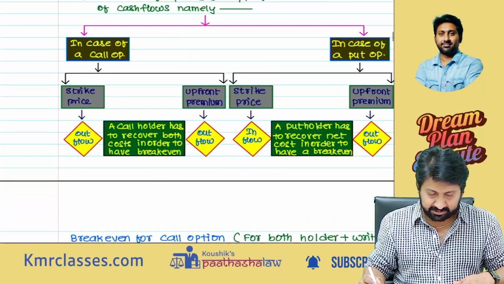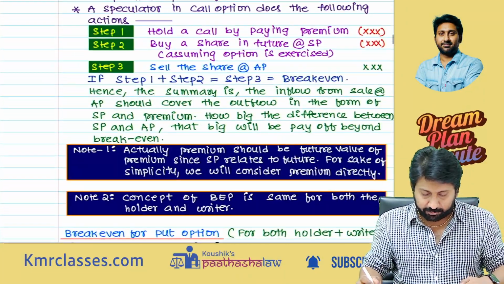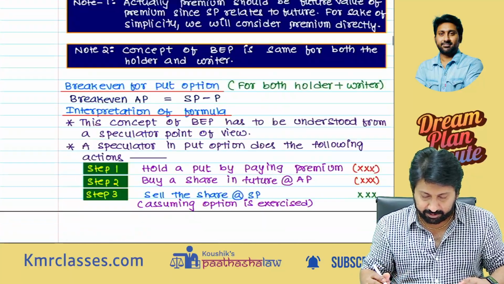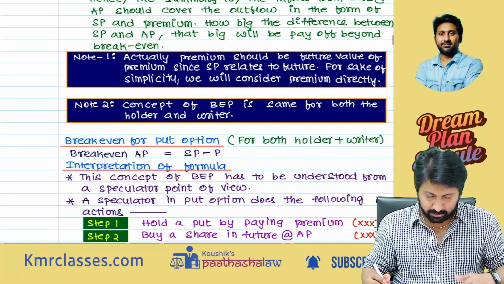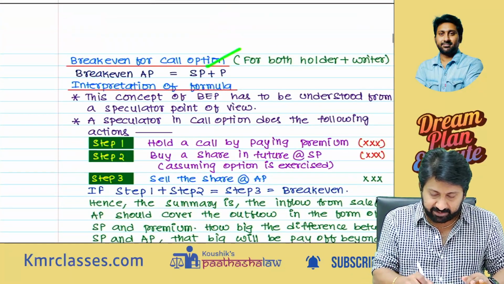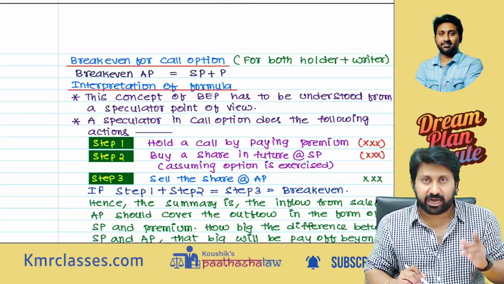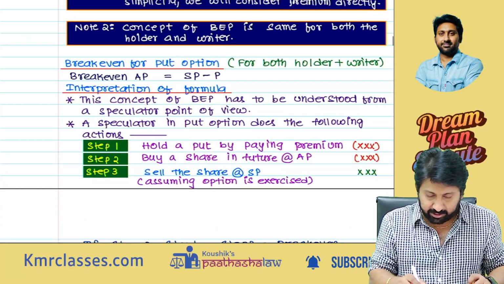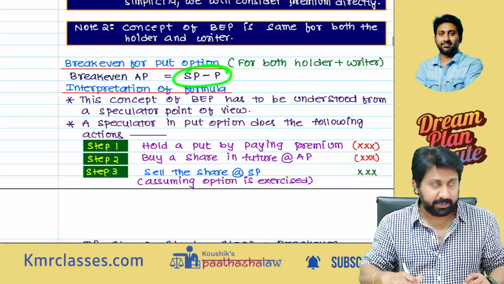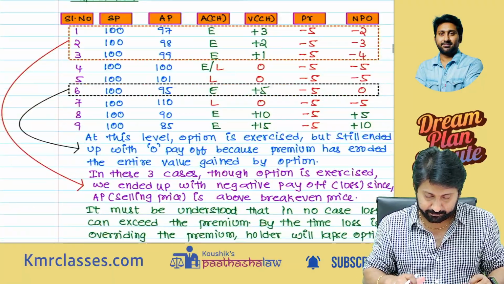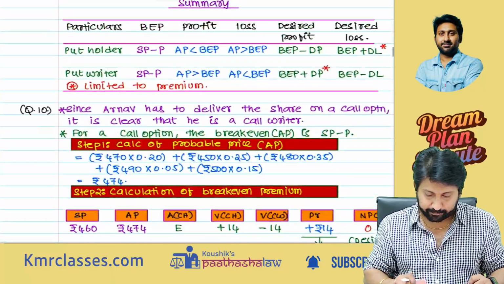Now, first, break-even concept in options. For calls, break-even formula is SP plus P, strike price plus premium. In case of put holder, SP minus P, put option. Next.